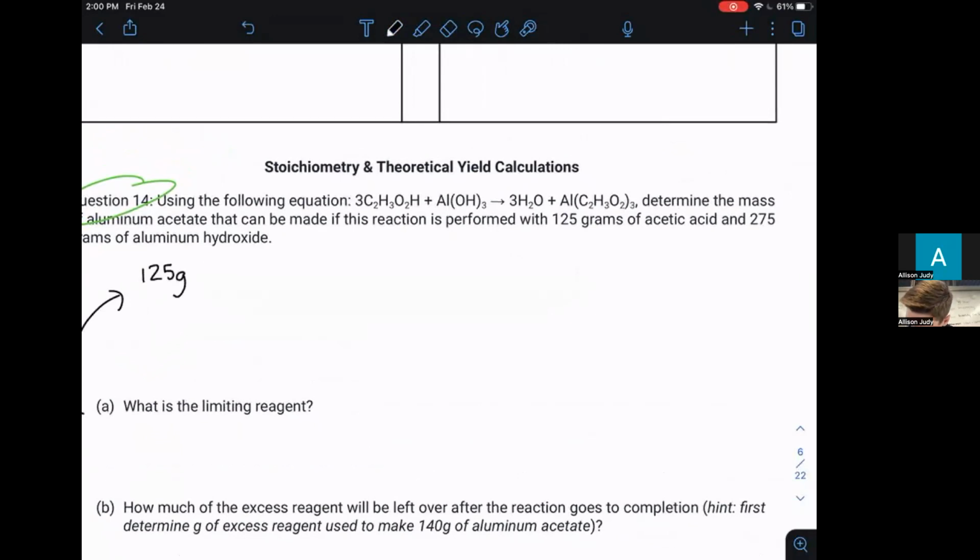I guess you can write it all out if you really want. You could also just write something like AC acid, so you don't have to write this all out.